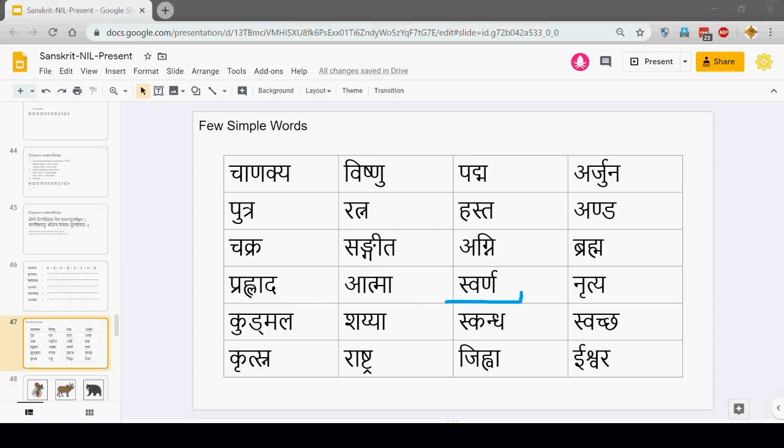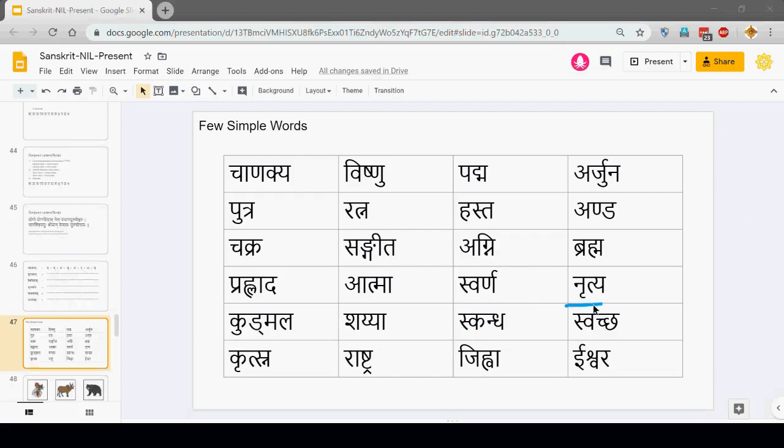Swarna. So here again a hook is there, so there are two conjunct parts here. Sa and va, and then ra is the first part because there is a hook. The hook always comes first here, top to bottom. Ra, swar, and na. Swarna means gold.